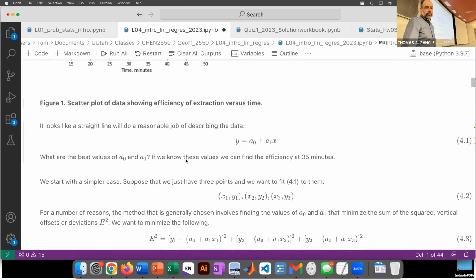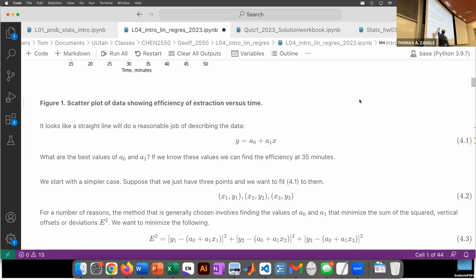So it looks like a straight line. From this, we can say a straight line will do a reasonable job of describing the data. So we might write out the equation of a straight line: y equals a0 plus a1 times x. And in some sense, we've reduced this problem to trying to figure out what are the best values for this equation, right? What are the best values of a0 and a1? You with me so far? Okay.